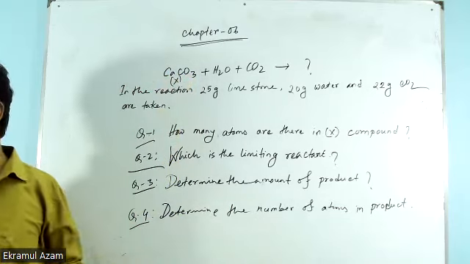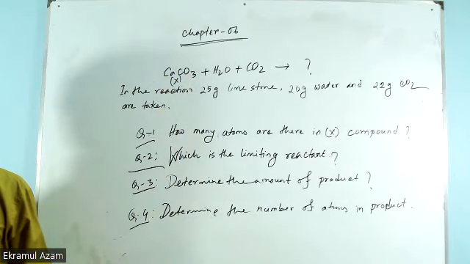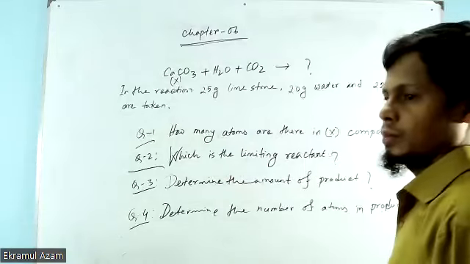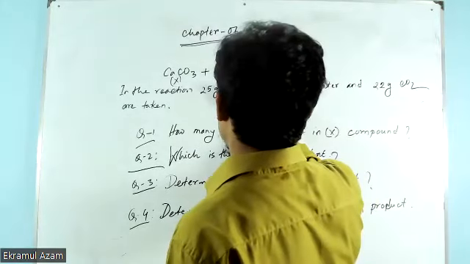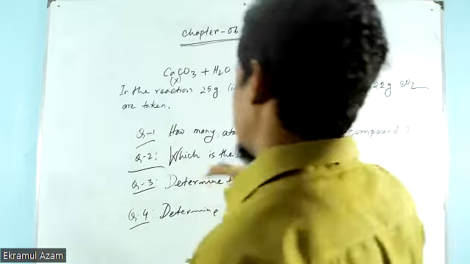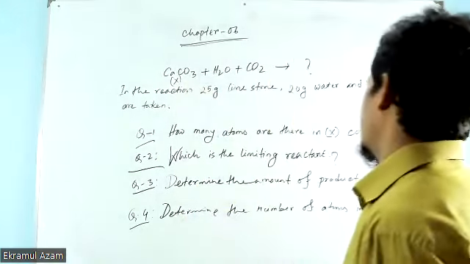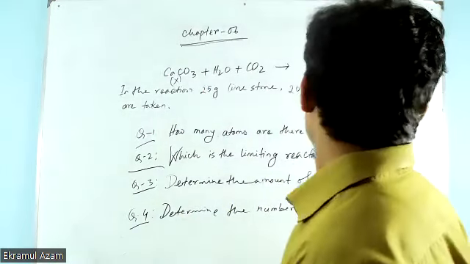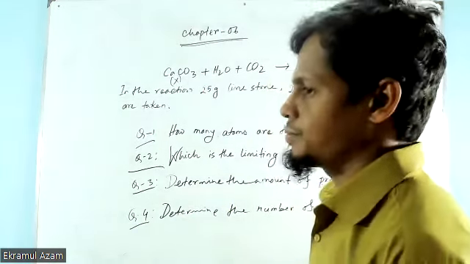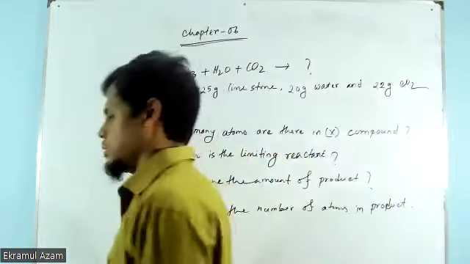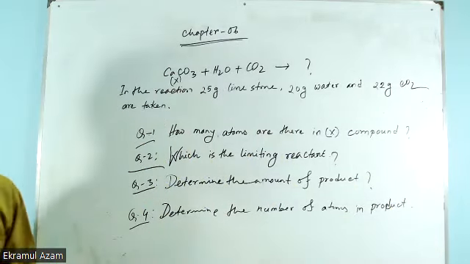In the reaction, what did you write after 25 gram? 25 gram limestone. Limestone means chuna, in Bengali chuna pathor, calcium carbonate. 20 gram water and 22 gram carbon dioxide are taken. Now, how many atoms are there in X compound? At first, you have to determine the number of atoms in X compound, that means in calcium carbonate.